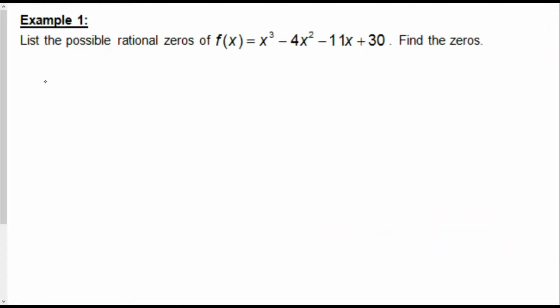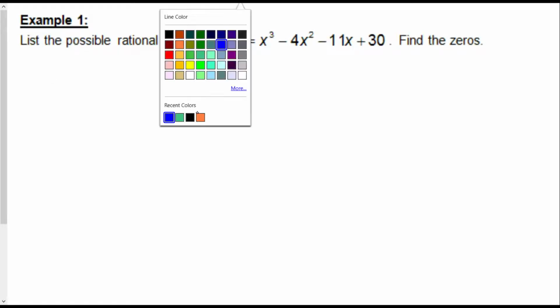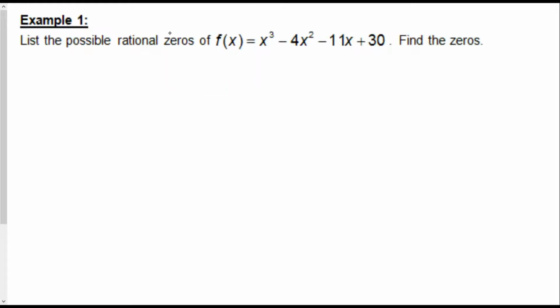So example 1 says, list the possible rational zeros. Okay, remember, we could say zeros. We could also say roots. We could also say solutions. Okay, so all of those terms for the intents and purposes of this class right now are interchangeable. So list the possible rational zeros of f of x equals x cubed minus 4x squared minus 11x plus 30, and then find the zeros. We're just going to kind of dip our toe in the water for that right there. We'll get more to finding all the zeros on Friday, but we'll at least start exploring that concept.